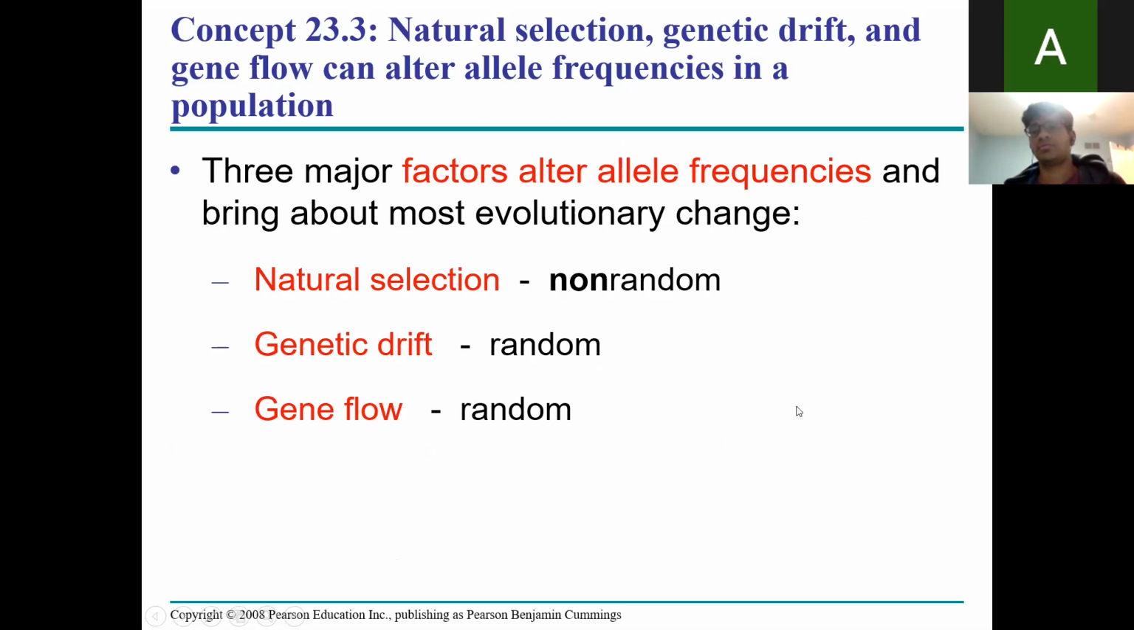So it's very rare to get a problem like that on the AP test, but you might. So three major factors that alter allele frequencies and bring about most evolutionary change are natural selection, genetic drift, and gene flow.